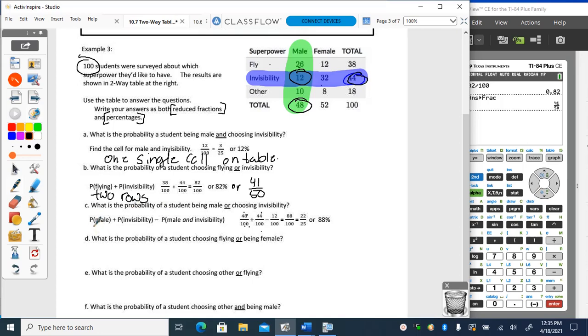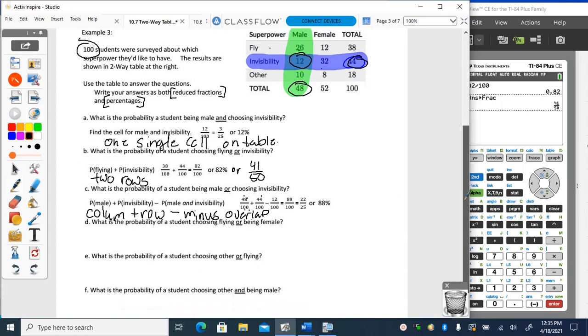This would give us a column plus a row minus the overlap. So yeah, let's look at a couple more examples with that.